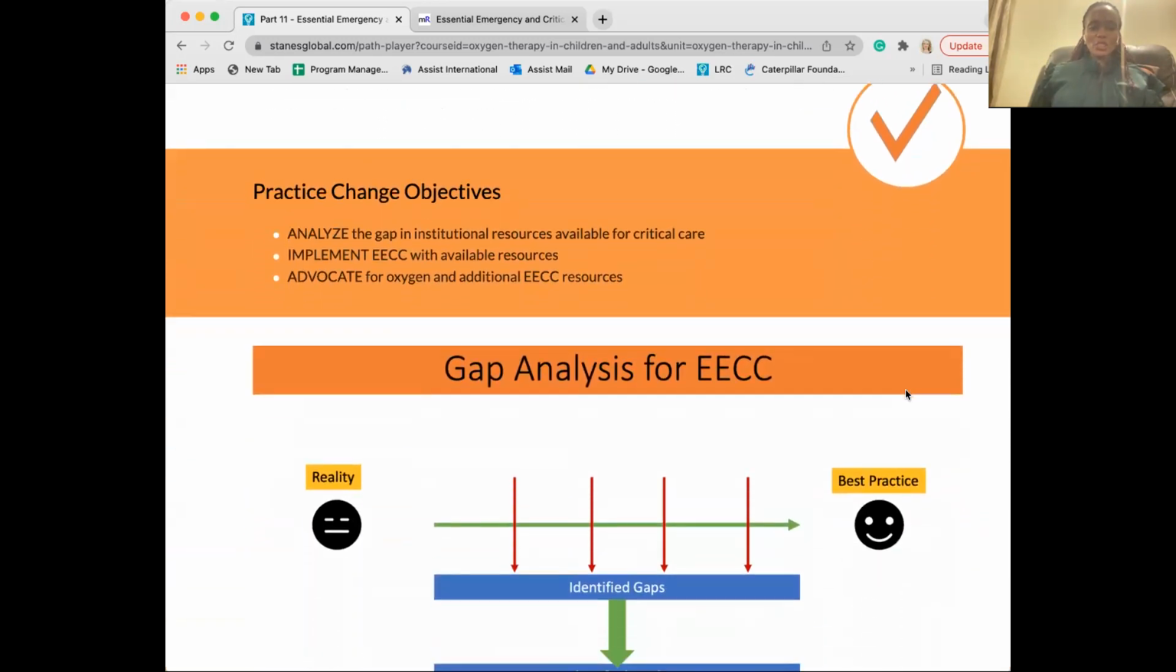So practice change. Here we want to analyze the gap in institutional resources available for critical care, implement EECC for available resources, and advocate for oxygen and additional EECC. So once you identify the gaps, what will happen? You try and figure out how to sort out these gaps in the facility. So how do you identify? Go down.